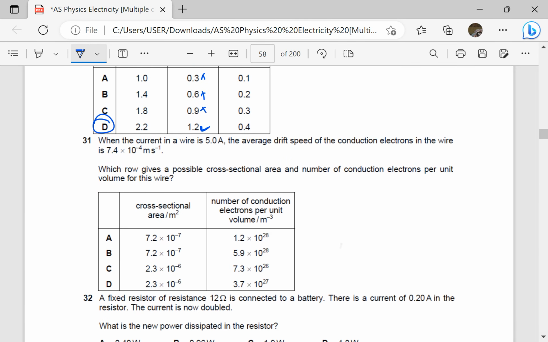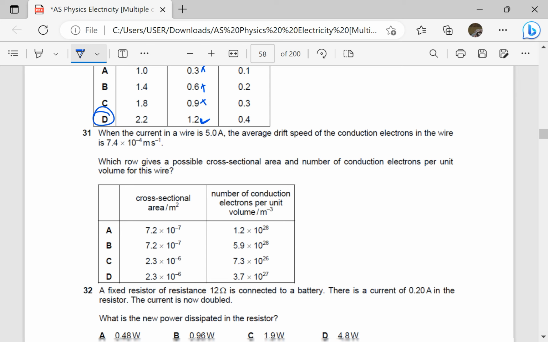When the current in a wire is 5 amperes, the average drift speed of the conduction electrons in the wire is 7.4 times 10 power negative 4 meters per second. Which row gives a possible cross-sectional area and number of conduction electrons per unit volume for the wire? Okay. So we know that current is equal to n A v e, so I will make I over v times e the subject. This is going to be n times A.